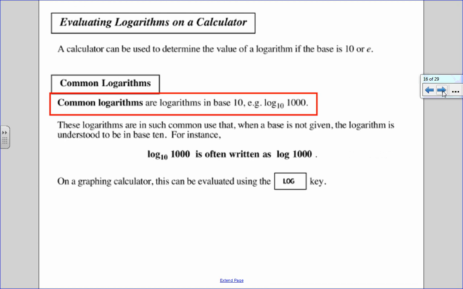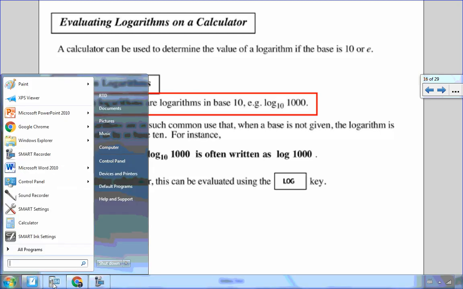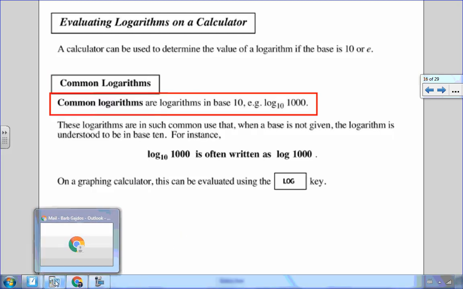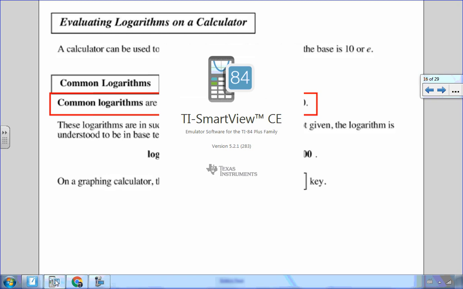Okay, so you've seen that we can evaluate logs on the calculator because I'm always checking on the calculator. So I want to talk to you about a common log. On your calculator, you have a log key, and I'll show you on the calculator where that is. So if I just go into my calculator here.